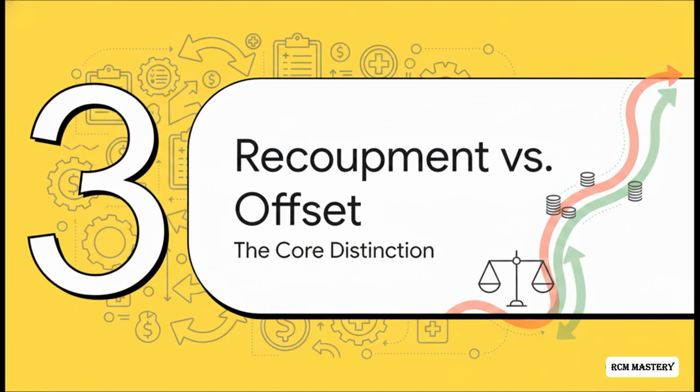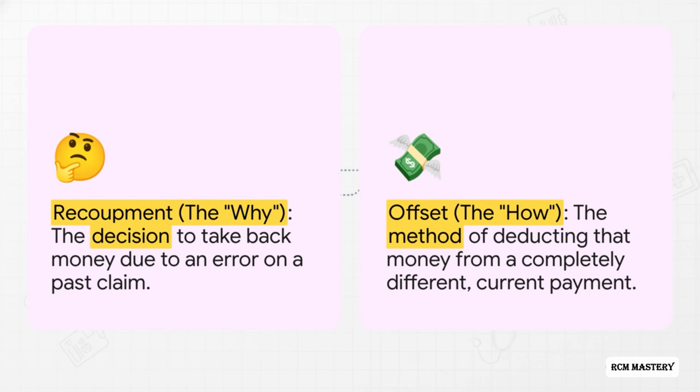So now let's put them together side by side to make this distinction totally clear. This right here is the core of what you need to remember. It honestly is that simple. A recoupment is the decision, the why. It's the payer saying, we're taking back money from claim A. The offset is the action, the how. It's them actually deducting that money from the payment for claim B. You can't have an offset without a recoupment decision coming first.